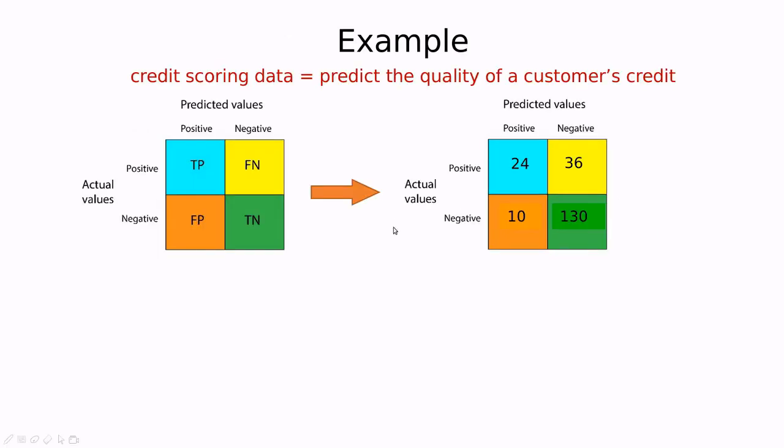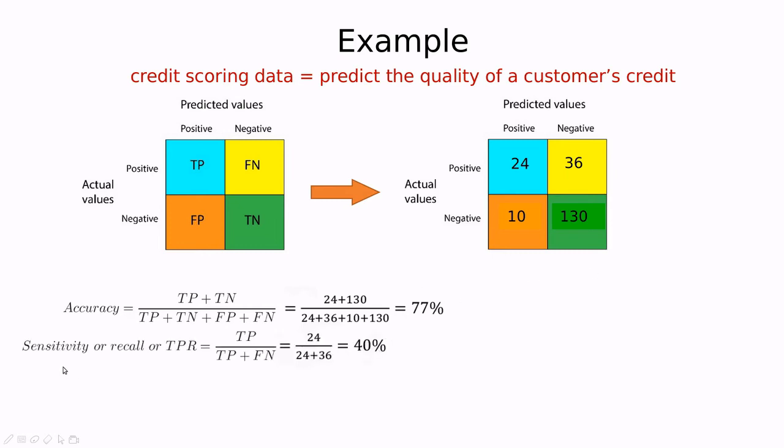Let's take an example. Imagine that we have a data set that has to do with the quality of a customer's credit, and we have this table. We have fitted all the data, and we are producing, for a given threshold, let's say a 50% threshold, this table. Now we can calculate different things. For instance, the accuracy is true positives plus true negatives divided by all the numbers here. So we have 24 plus 130 divided by the sum of all. This gives us 70% accuracy.